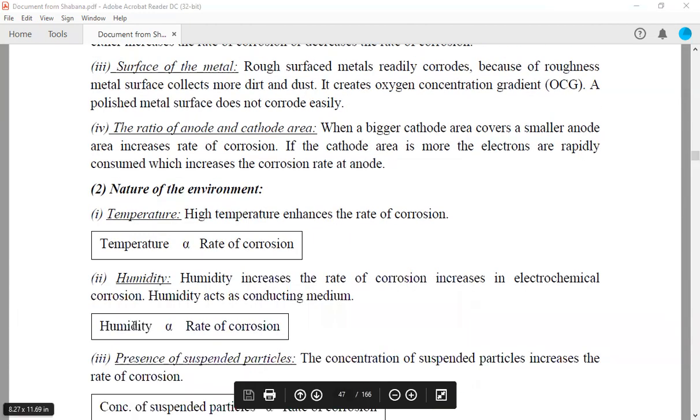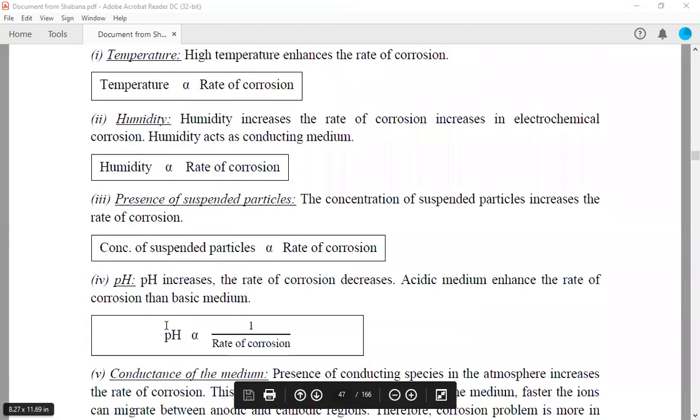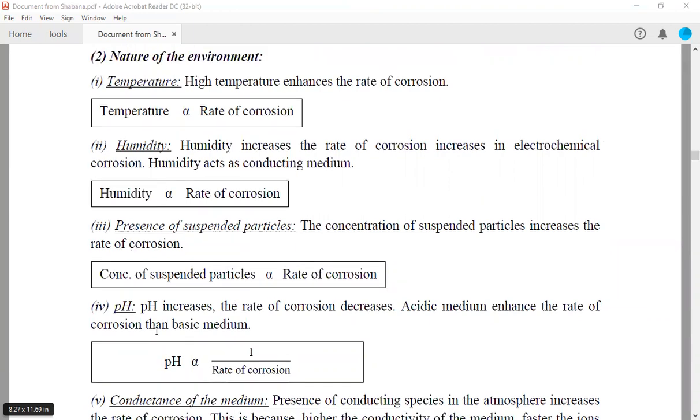The nature of environment depends upon the temperature, humidity, presence of suspended particles, and pH and the conductance of medium. Coming to the first one, that is the temperature.